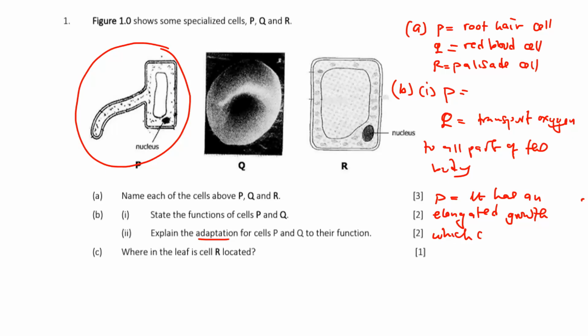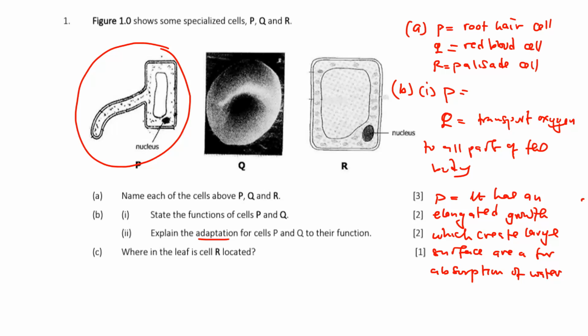which creates a large surface area for absorption of water. Then what else aside from that? The root hair cells are numerous in number, which also creates a large surface area for the absorption of water. Aside from that, it has numerous mitochondria, which produce energy needed for the absorption of water and mineral salts. Quite a number of adaptations that we can talk of here.